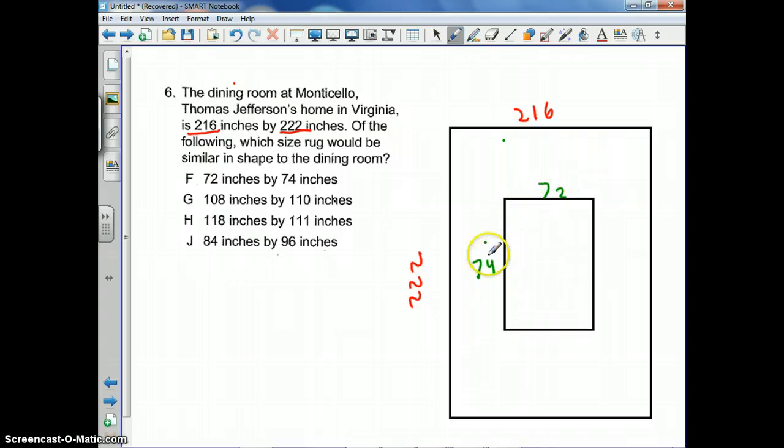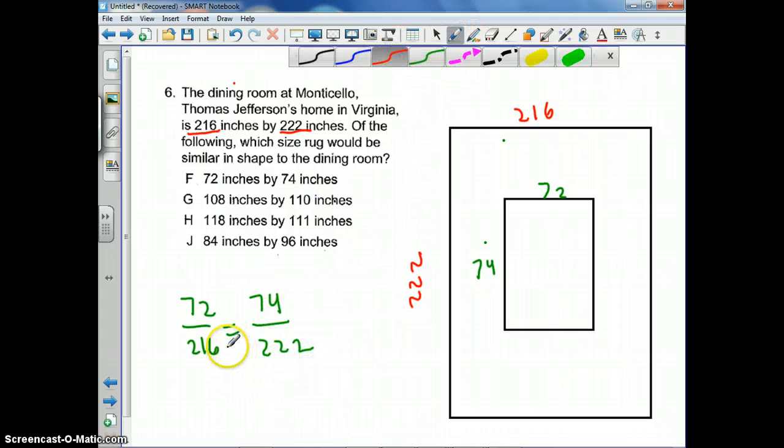I hope you see how the picture sort of helps. Maybe it doesn't. I don't know. Helps me. If they're similar, the sides will be in proportion. So I'm going to do 72. What corresponds to 72? 216. The picture helps you really see what corresponds here. Equals 74. What corresponds? Now cross multiply to see if these are similar.